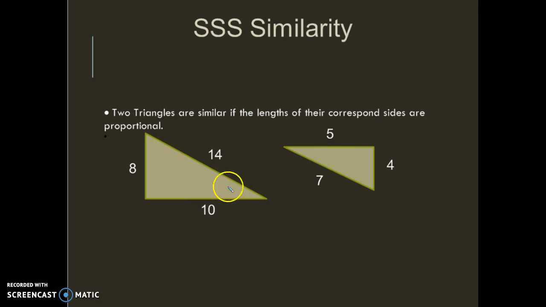So for example, if we look at this triangle, we have 8, 10, 14. If we go in order over here, we have 4, 5, and 7. If I take 8 and divide it by 2, I get my 4 over here. Then if I take 10 and divide it by 2, I get 5 over here. And I can take 14 divided by 2 and get 7 over here. So if I take all the sides of the first triangle and divide them by 2, I get the second. That means the sides are proportional, so these triangles are similar.